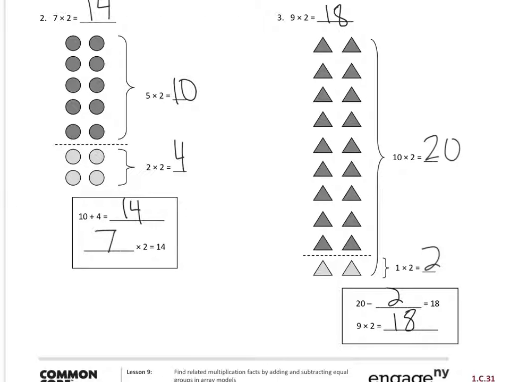Okay? And as we practice this more, you'll get a little bit more comfortable with it, and then we'll really practice it later whenever we're working on our other facts. Okay, let's go to page 2.